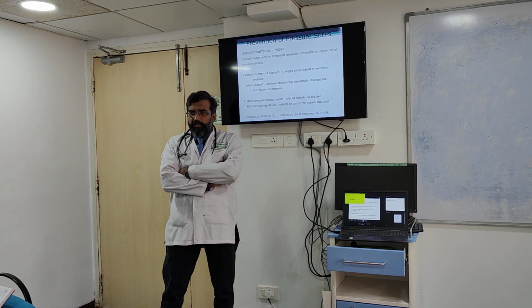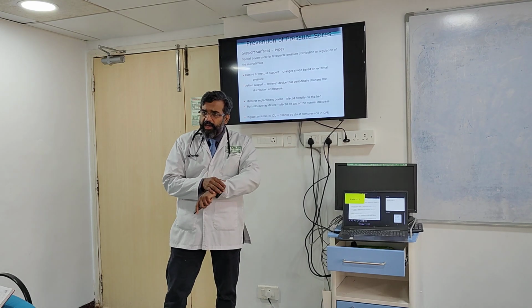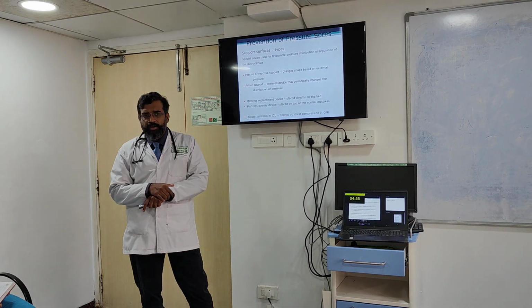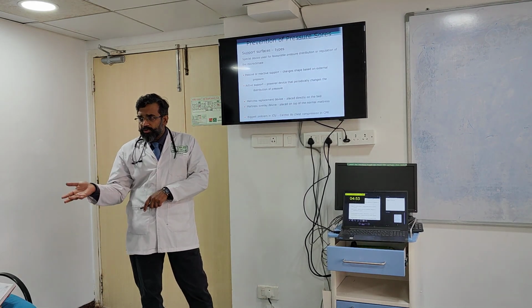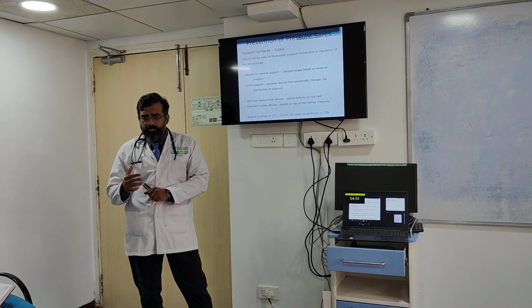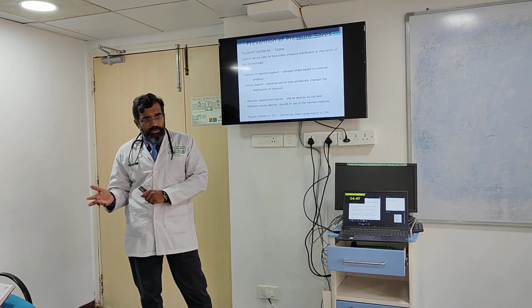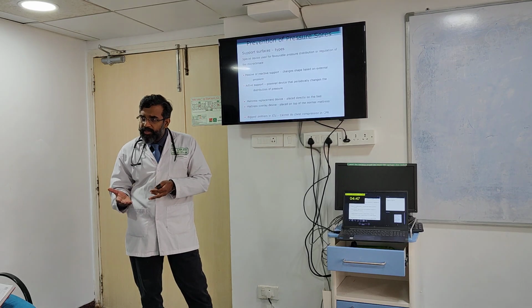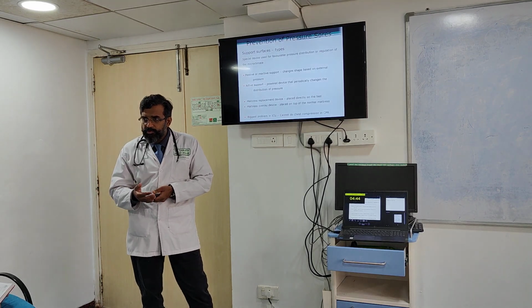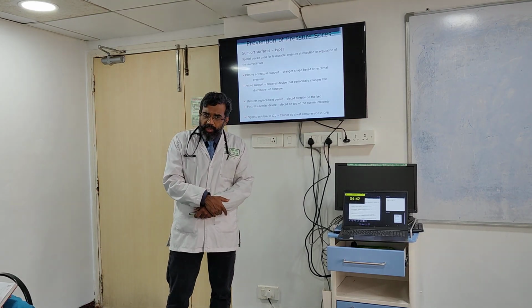The second thing is, when you put a patient on an air mattress, there is a very high chance that the patient may move out of the bed and fall off, because an overlay mattress is added on top of a mattress. So be very careful when the patient is on an air mattress.